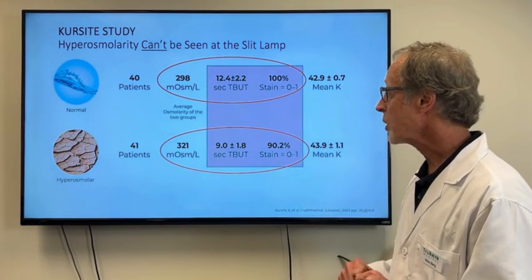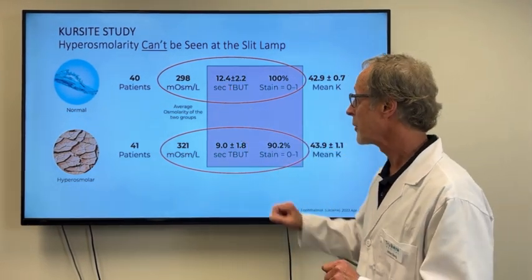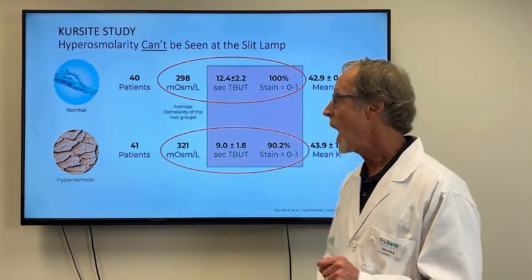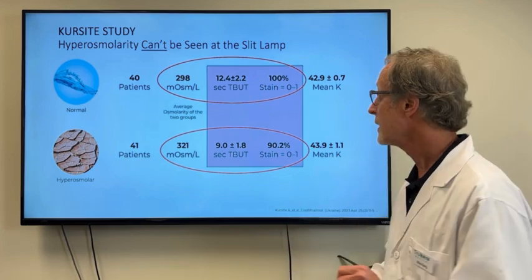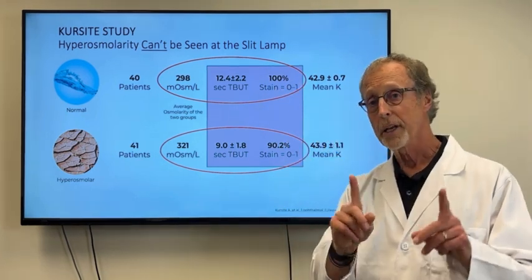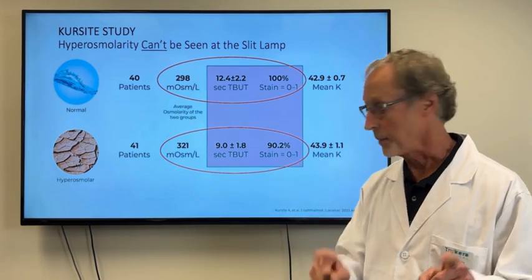Well, the normal osmolar patients, as you can see, were 298, very normal, and on average, the hyperosmolar patients were 321, mild to moderate hyperosmolarity. However, in the slit lamp, both groups basically looked equivalent, both in breakup time and in staining. The important point here is you couldn't differentiate either one of these groups through the slit lamp.